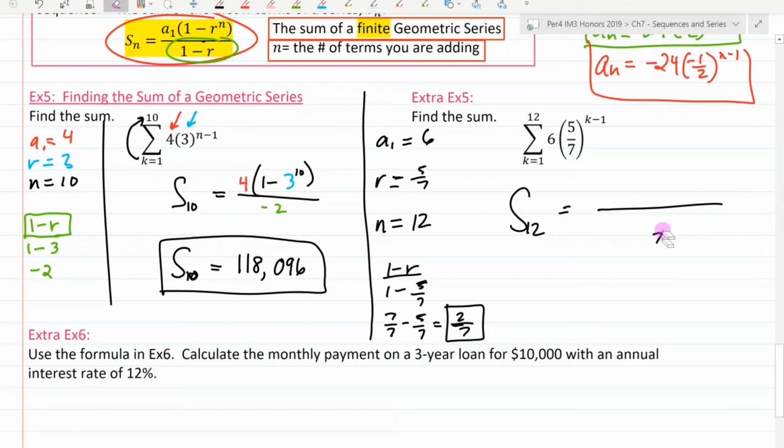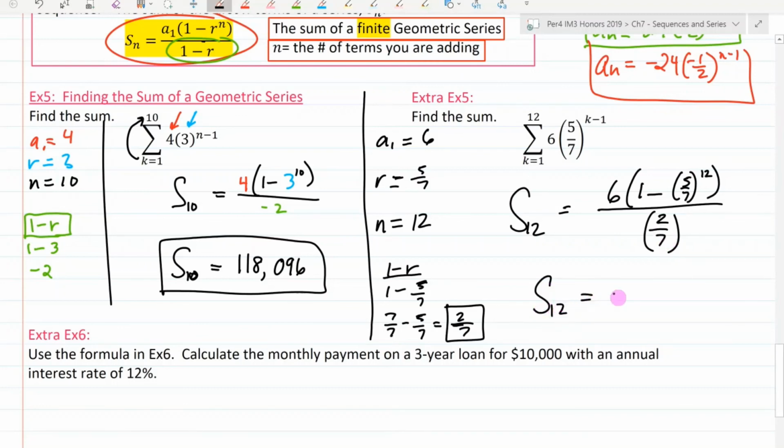Now I'm going to just leave it like this because, like I said, you guys have calculators. You should be getting better at using them with the order of operations. So the first term is 6, 1 minus R to the n power. So it's 1 minus, and then you need to make sure that 5/7 is in parentheses to the 12. So 1 minus parentheses 5 divided by 7, close parentheses to the 12th power equals, multiply that result by 6, divide by 2/7, or multiply by 7/2, which is the same thing as multiplying by 3.5.